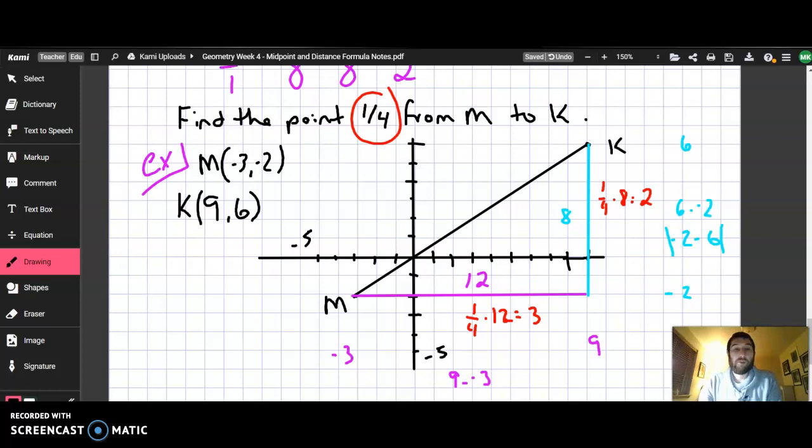So we want to look for the point that's 3 away from m on our x and 2 away from m on our y. And so let's count that. From m, we can go 1, 2, 3 away. That's the quarter distance we're looking for. And we want to find a point that's 2 up. Ladies and gentlemen, we found our point. The point 1/4 of the way from m is the point 0, 0.